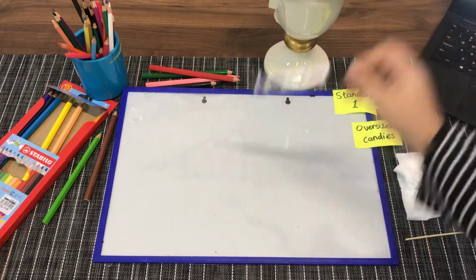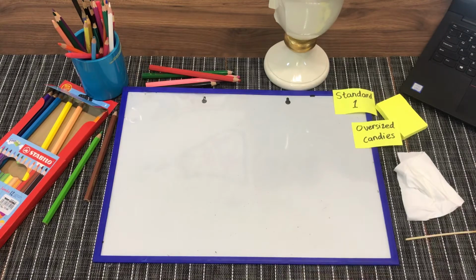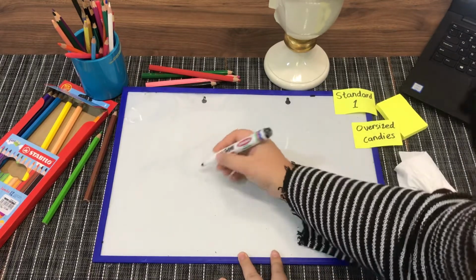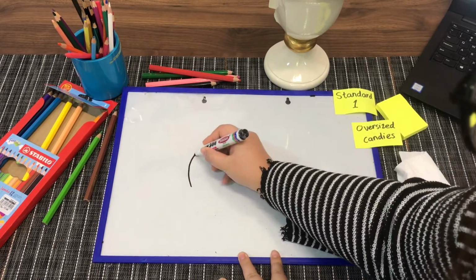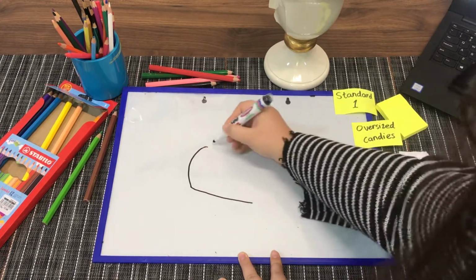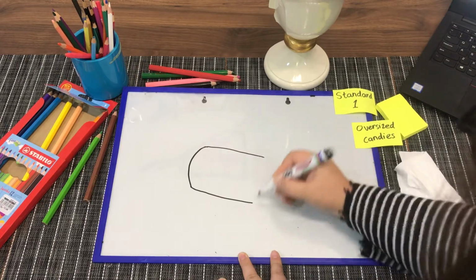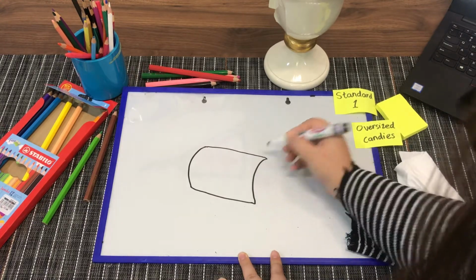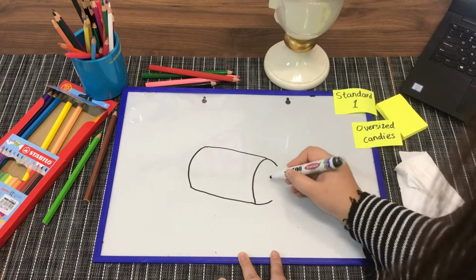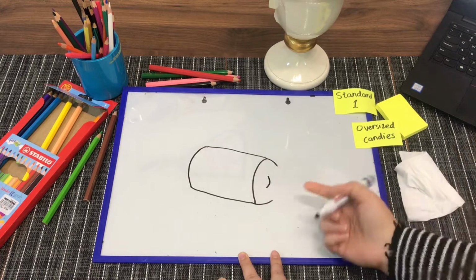Okay, so first, you choose what type of candy you want to draw. For example, I want to draw a candy that is still in its packaging. So this is the first candy, it's in front. I'm going to draw it like this. Use the cylinder shape. Alright, and then leave some space over here, and then you want to make it look 3D.